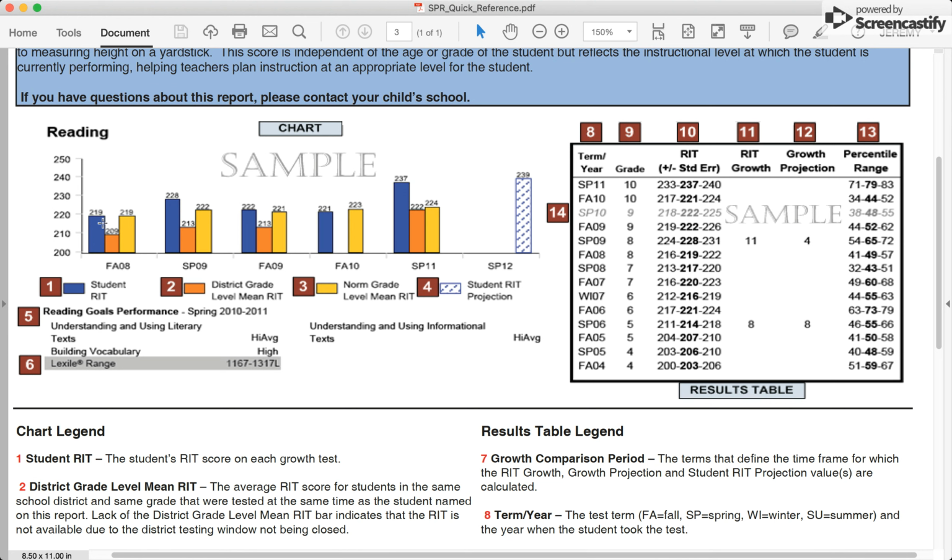Again, blue is your student, orange is your district, and yellow is just the nationally normed data of everyone else testing in the spring of 2009 as a 10th grader in this particular chart.